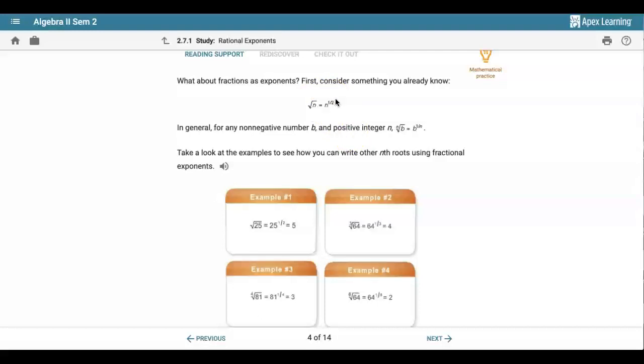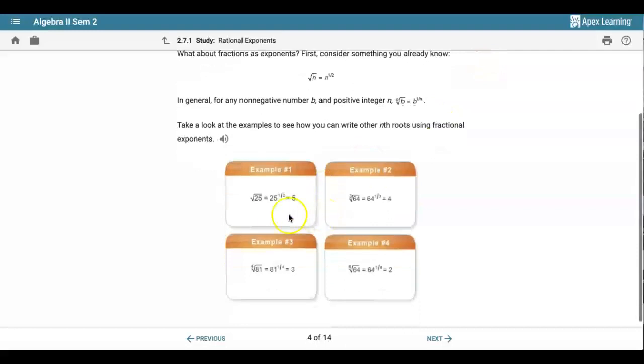And in general, we can write radicals as exponents as long as we write them in the fashion of 1/n, where n is the index of the radical. So for example, my index is 2, so I'm going to say 25 to the 1/2. That's the same thing as saying square root of 25, and they're both going to give me this answer of 5.